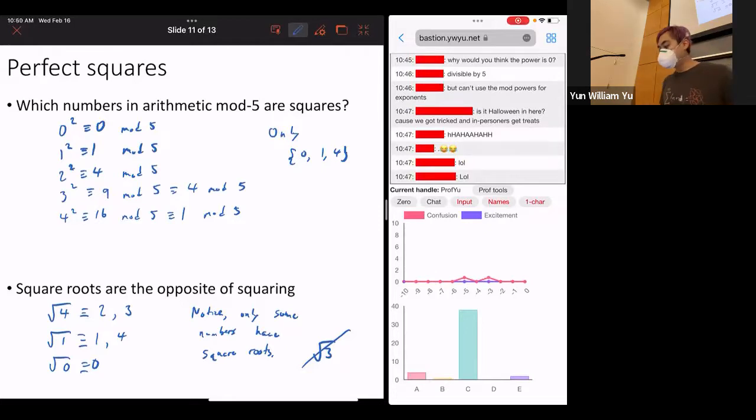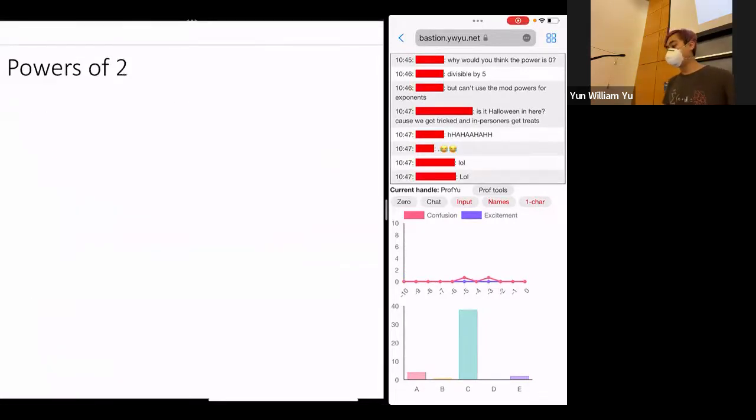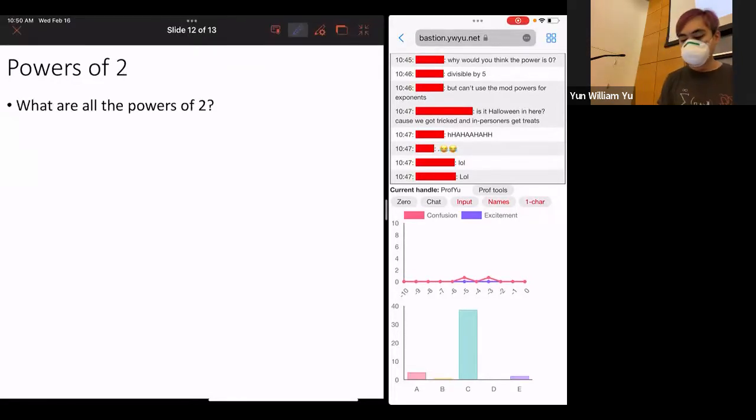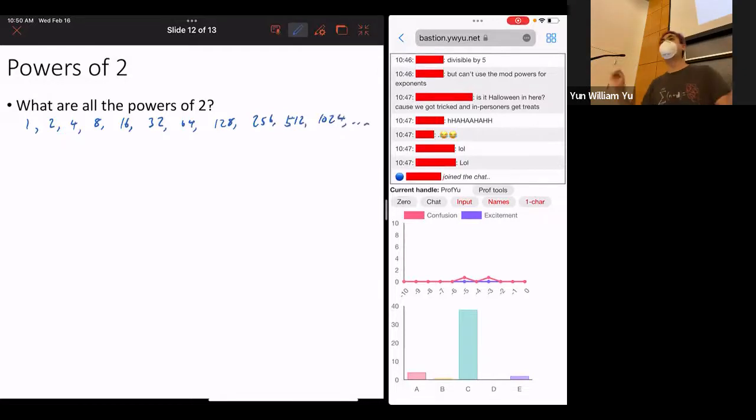Okay, but we also have a sense of powers. And so we can ask another few questions, such as, did that make sense when I was talking about squares, that some numbers are squares and some numbers are square roots? Well, we can also talk about things like powers of 2. So what are all the powers of 2? Let's write them out: 1, 2, 4, 8, 16, 32, 64, 128, 256, 512, 1024, and so on, right? So you can keep on going. So you have all the powers of 2.